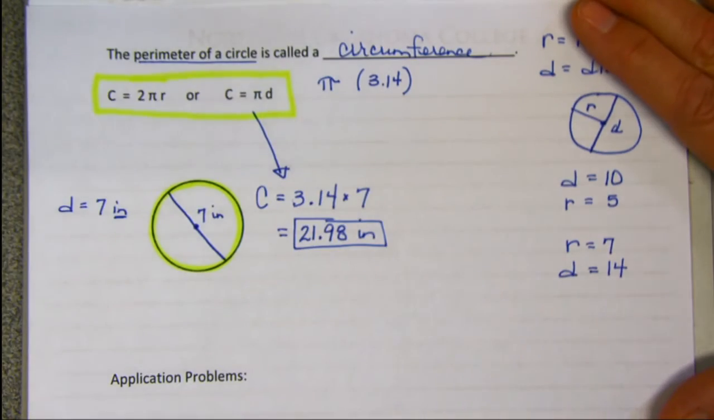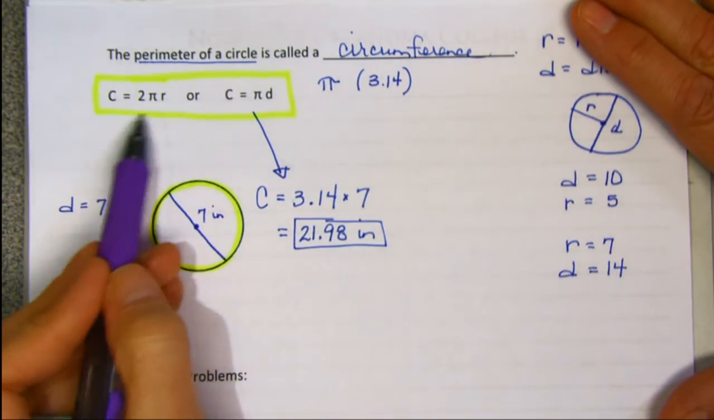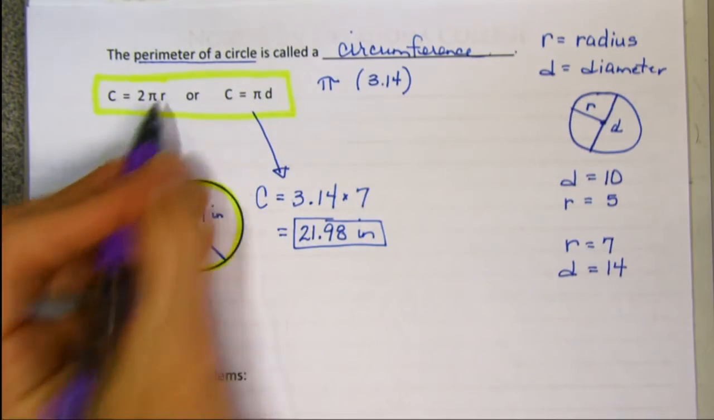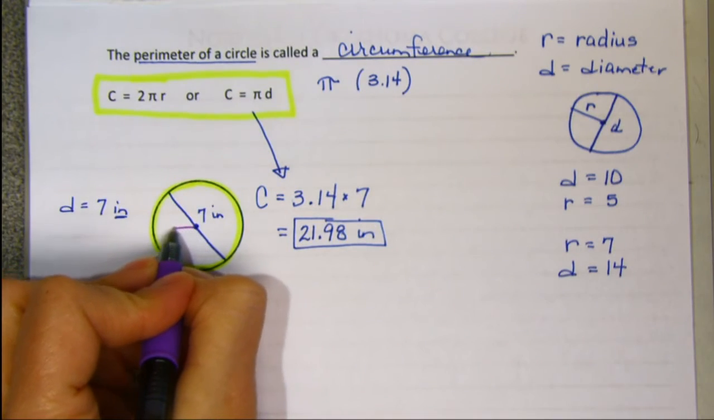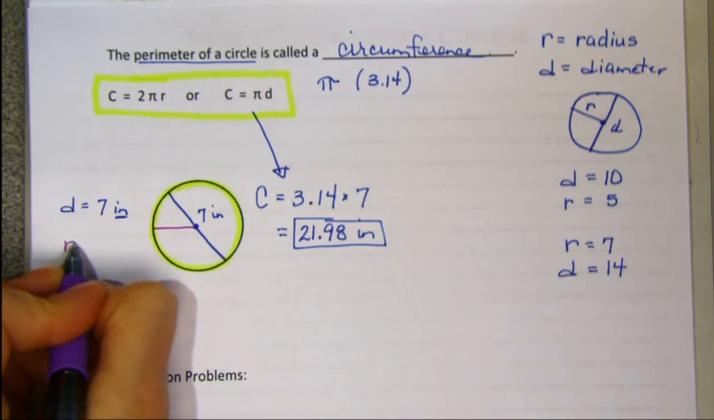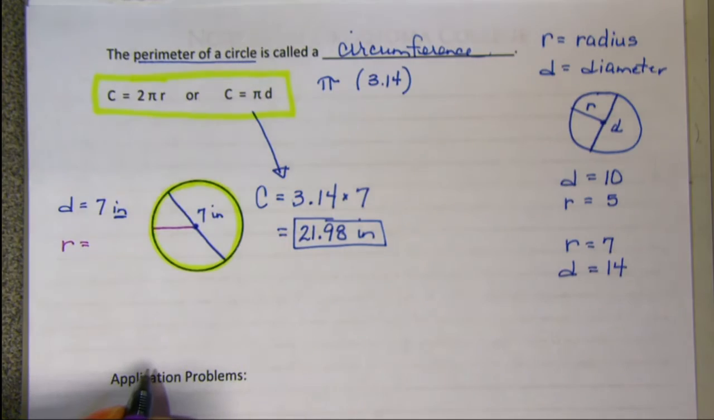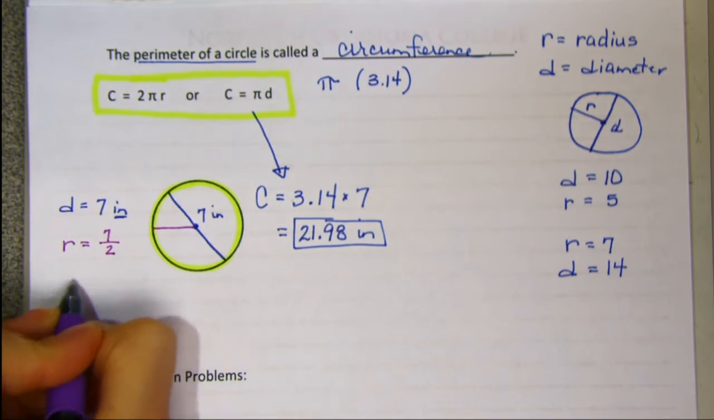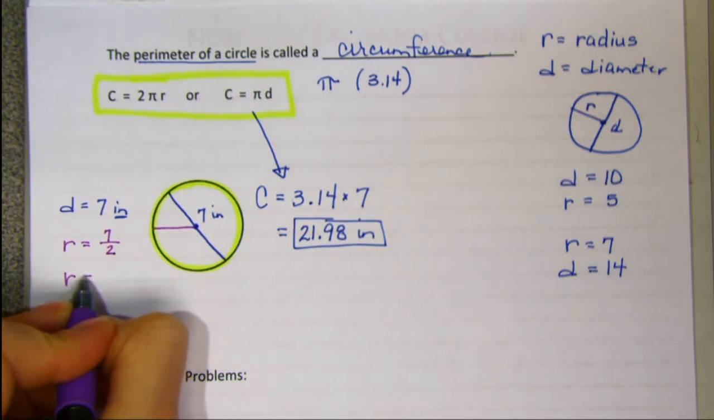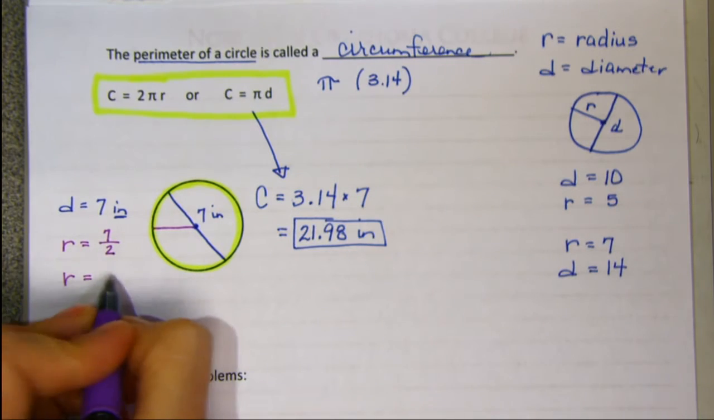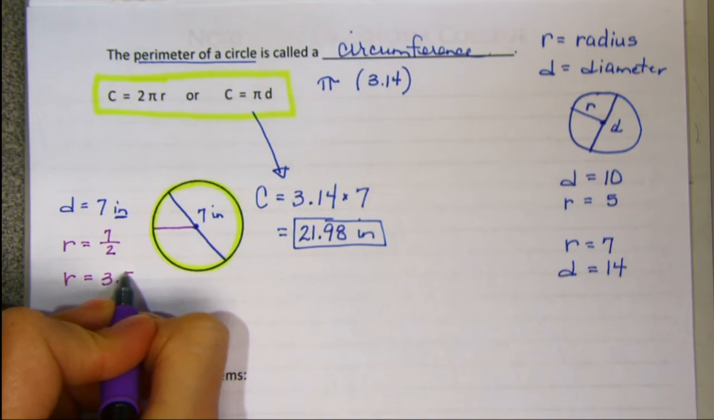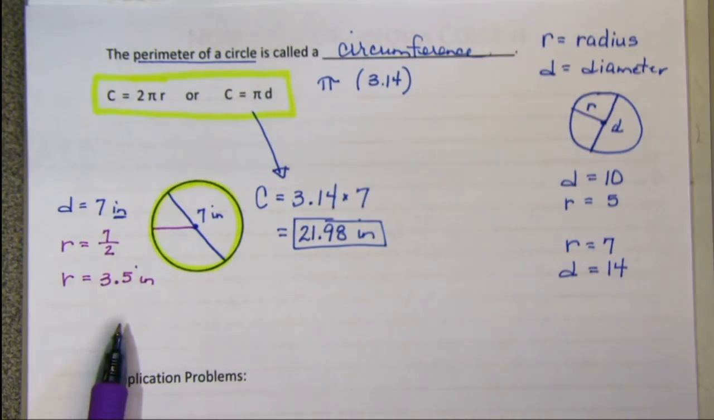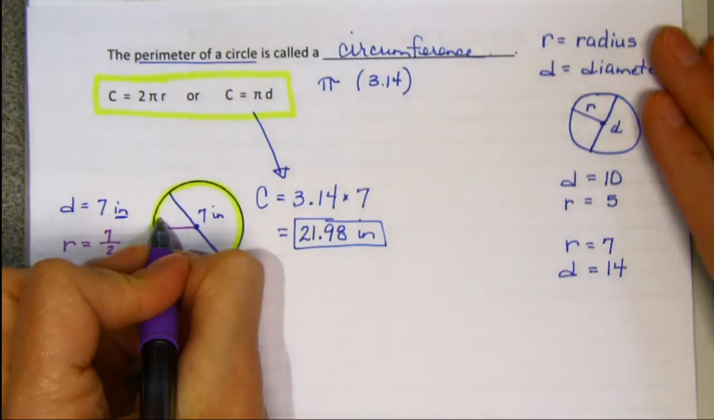Now, I also want to calculate it using this formula and show that it is the same answer. So in this one, I would need the radius, which would be from the center to the outer edge. Well, the radius is half of the diameter. So the diameter is 7, so I'm going to take half of that. So if you go to your calculator and you take half of 7, you get 3.5 inches.